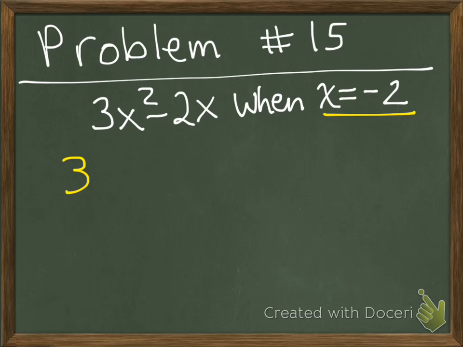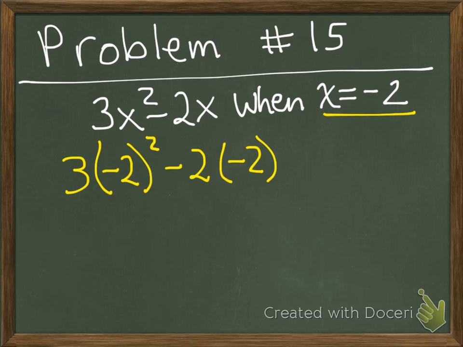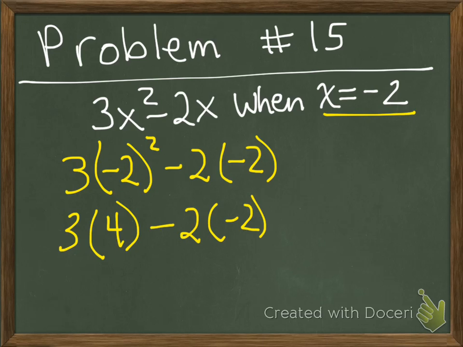Alright, when we start the problem, we're going to plug in -2 for X in both places that X occurs. Then I'm going to use my order of operations to solve this. We have parentheses in the problem, but they're not actual groupings. So I'm going to go to the next step, which is to deal with exponents. So I'm going to take 3 times -2 squared. -2 squared is -2 times -2, which is positive 4, minus 2 times -2.